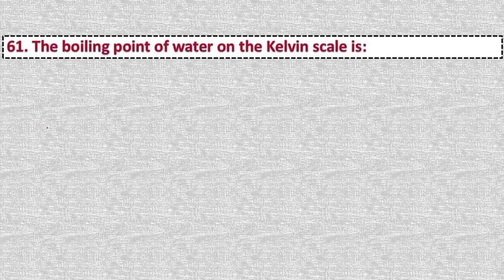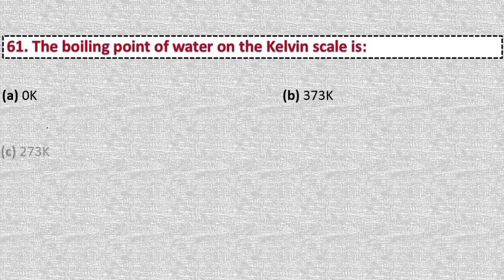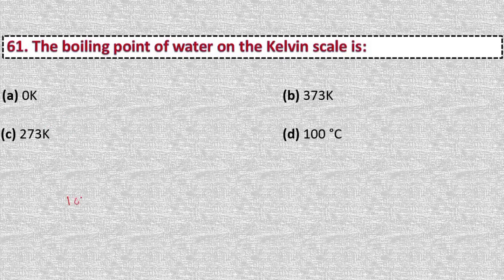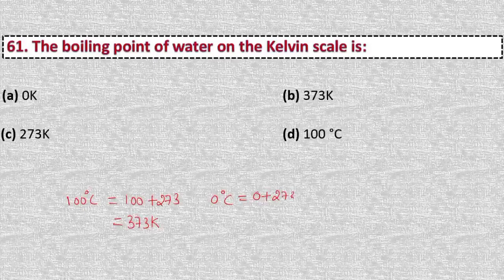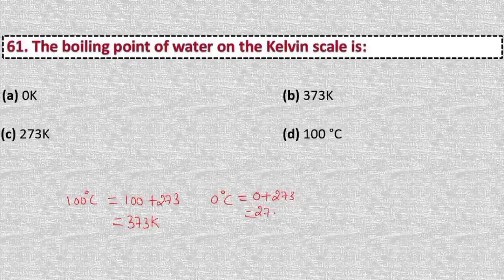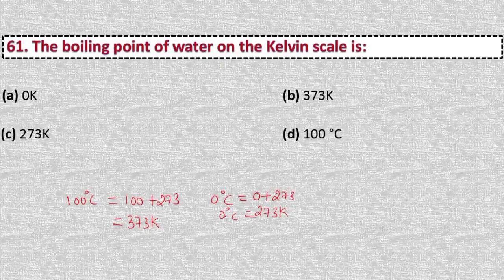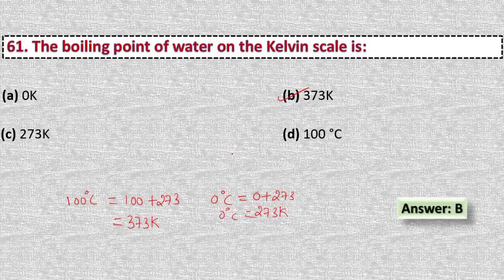The boiling point of water on the Kelvin scale. We know that the boiling point of water is 100 degrees centigrade, but on the Kelvin scale we have to add 273 to it, and by adding that we get the answer in Kelvin. Here we take 100 degree centigrade. 100 degree centigrade is equal to 100 plus 273. Therefore, it becomes 373 Kelvin. And if we want to convert 0 degree centigrade into Kelvin, we add 273 to 0, and it becomes 273 Kelvin. The correct answer for this question is that the boiling point of water on the Kelvin scale is 373 Kelvin. Option B is the correct answer.